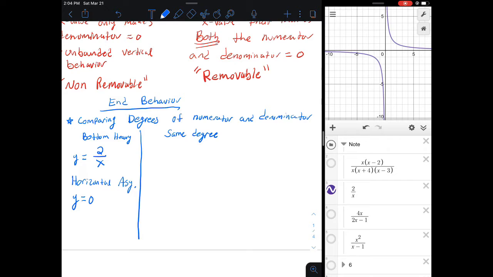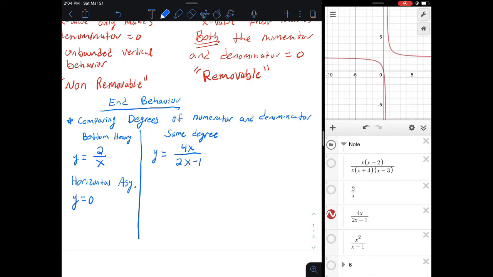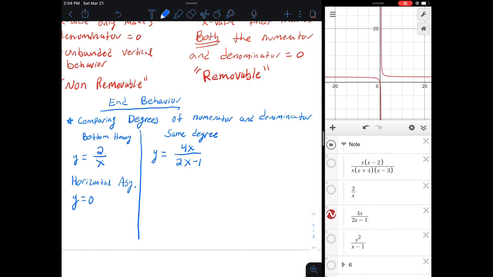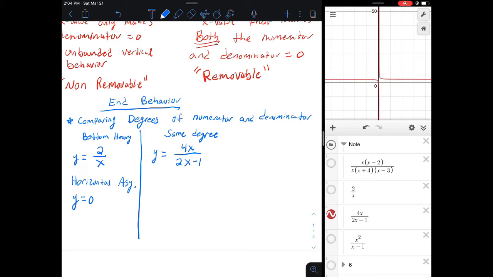So an example of that would be like the equation y equals 4x divided by 2x minus 1. And so we're going to graph that one over here on the right-hand side with Desmos. So 4x divided by 2x minus 1. And I want to look and see, well, what is that graph doing up there? Well, if I zoom out, it is getting flat along the horizontal. So I know that there's going to be a horizontal asymptote looking at that behavior.